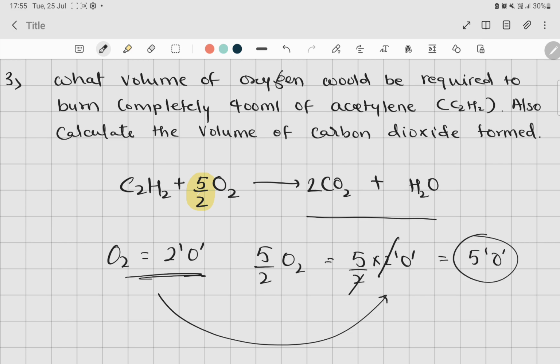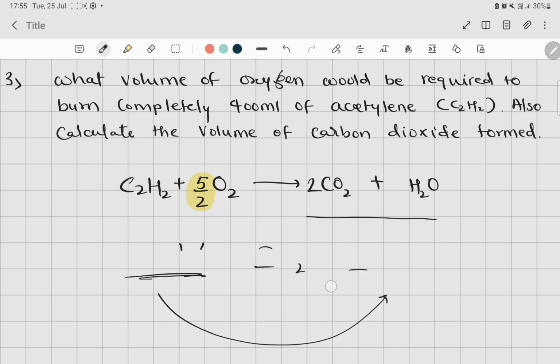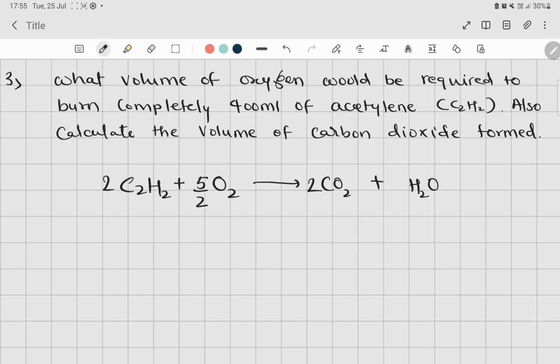Those are 5 oxygen atoms. But we cannot write fractions in a chemical reaction. So what should we do? The answer is very simple: multiply the whole equation by 2. If we multiply the whole equation by 2, we get 2C2H2, 2 into 5 by 2 cancels to give 5O2, and 2 into 2 gives 4 CO2, and 2 H2O. Now you can see the reaction is completely balanced.